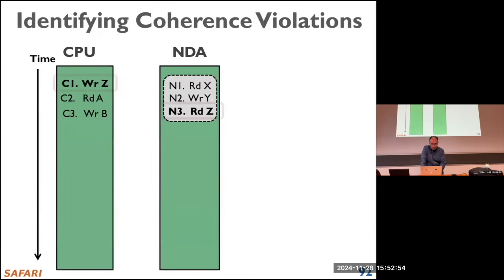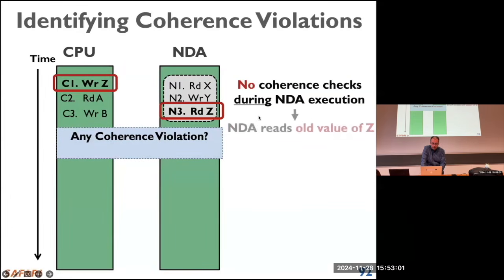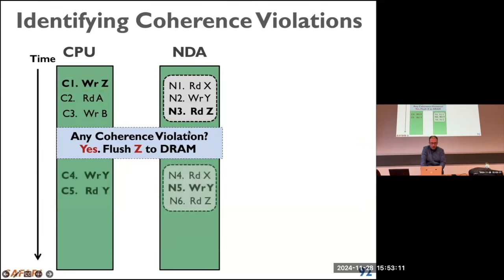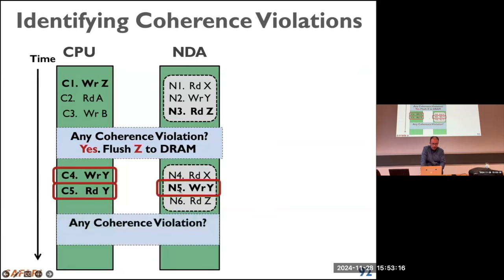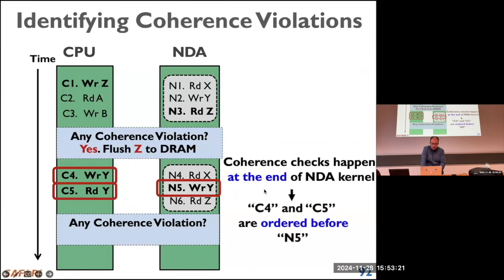So here is an example. The CPU writes to this cache block, and NDA reads this cache block. So now we have a coherence issue because NDA reads the old value of Z. We need to ask the CPU to flush Z to the DRAM and then re-execute NDA, essentially. But here we have a write and read to Y, and also in NDA we have a write to Y. This is not a coherence issue because C4 and C5 are ordered before N5. So you can handle that with your consistency model, essentially.